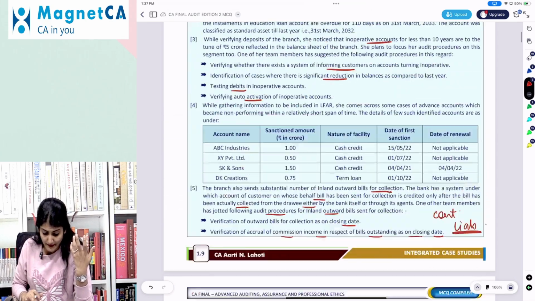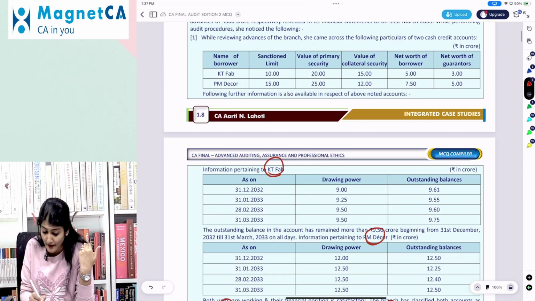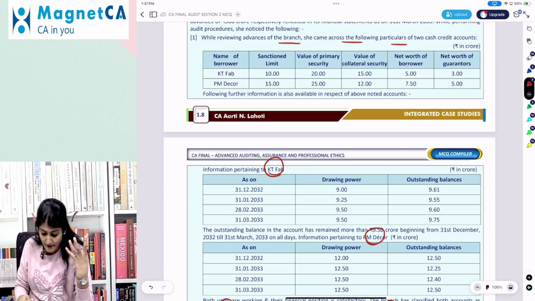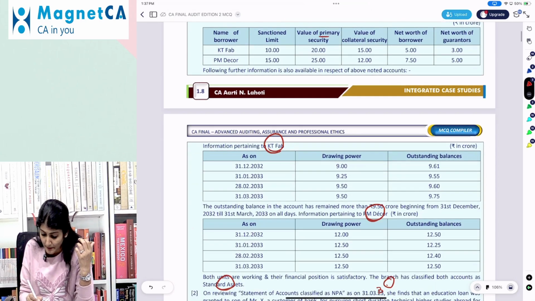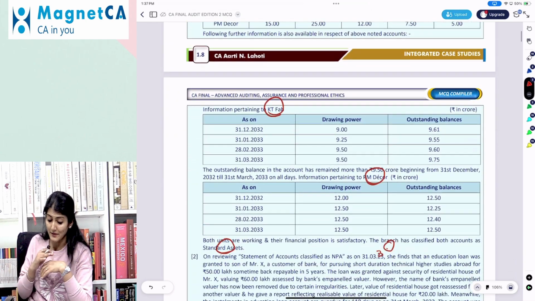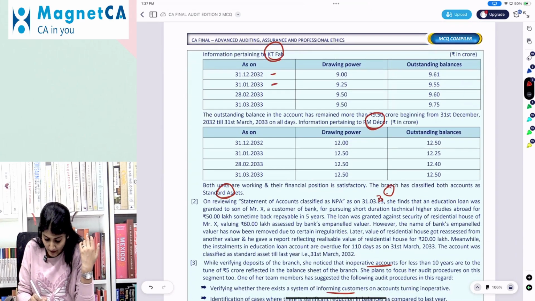Okay. Right, so let's try to analyze what is given in the question. While reviewing the advances of the branch, she came across the following particulars. What is the name of the borrower, sanction limit, primary security, collateral, and the net worth of the borrower and the guarantor, and then the information given in respect of the above, as on 31st December, 31st Jan, 28th February, and March.